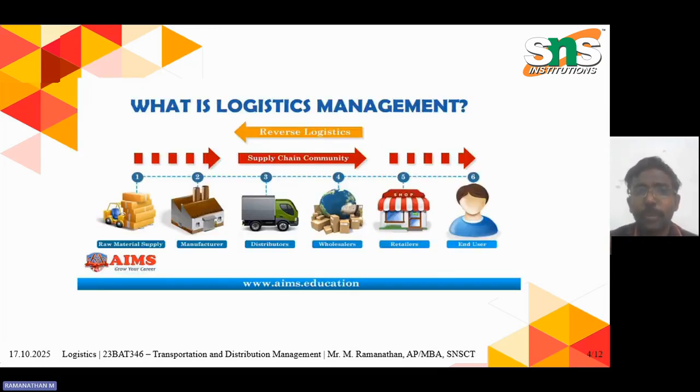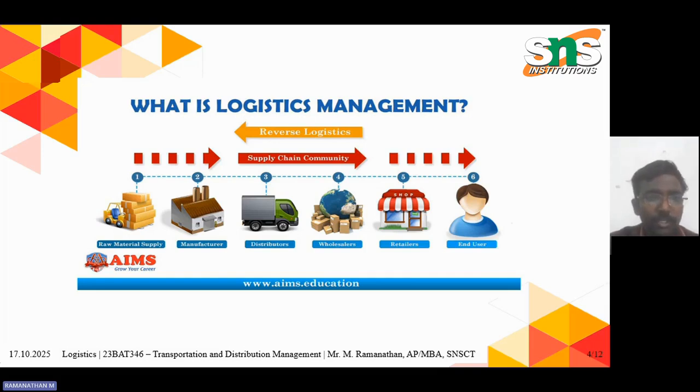So what is logistics management? Logistics is the transportation of raw material from one place to another. You can understand this with the slide as an example. Let me give the explanation so that you get to understand what it's all about.